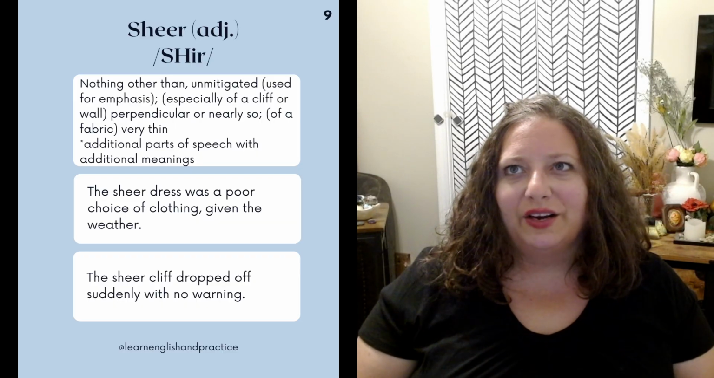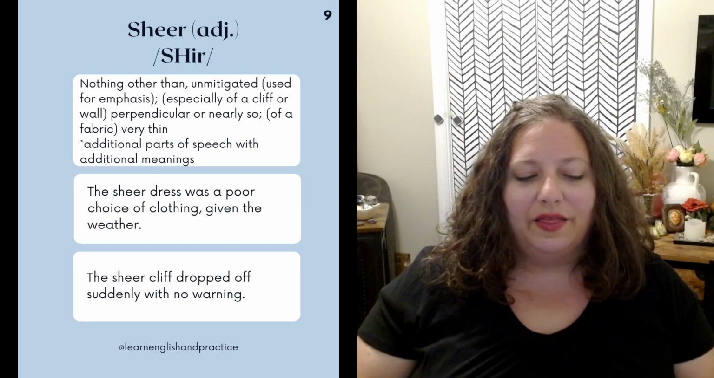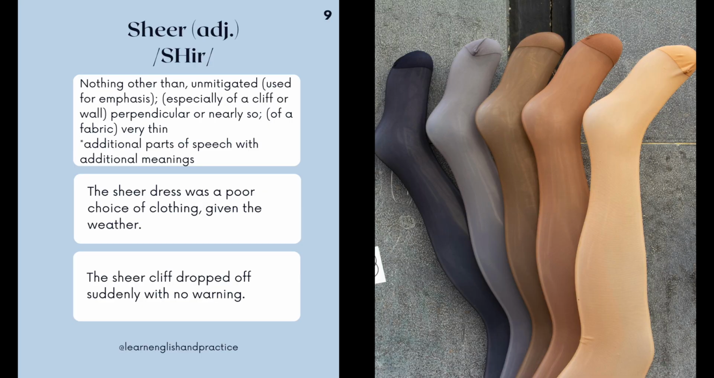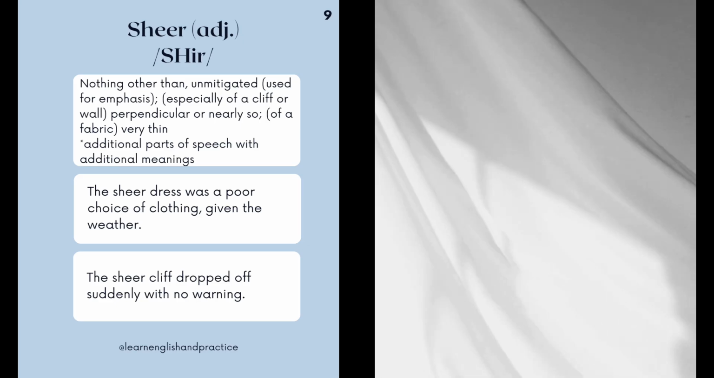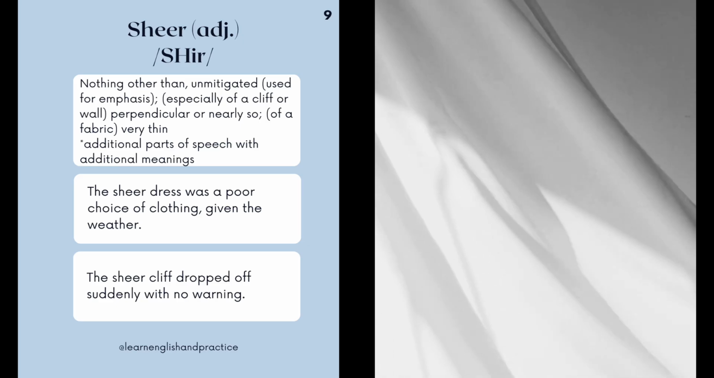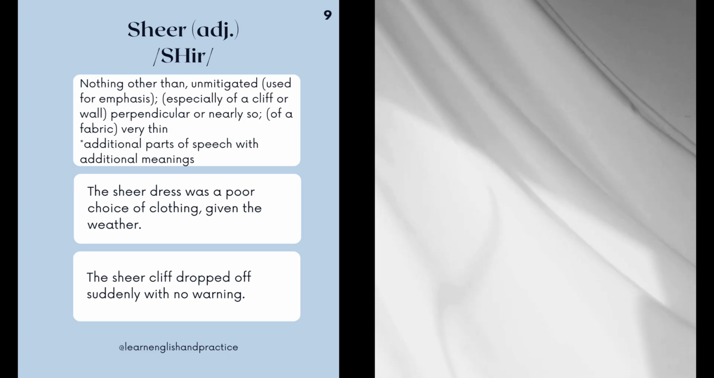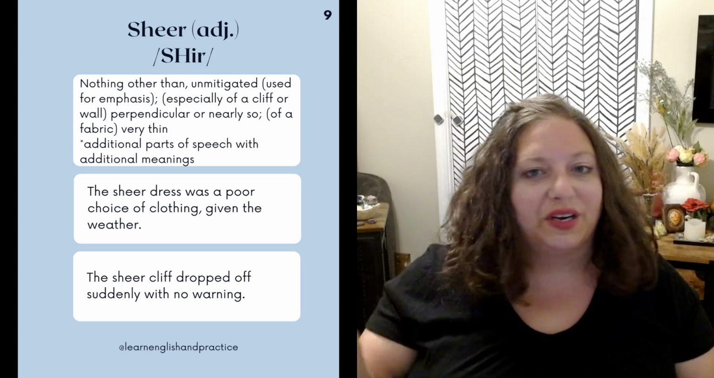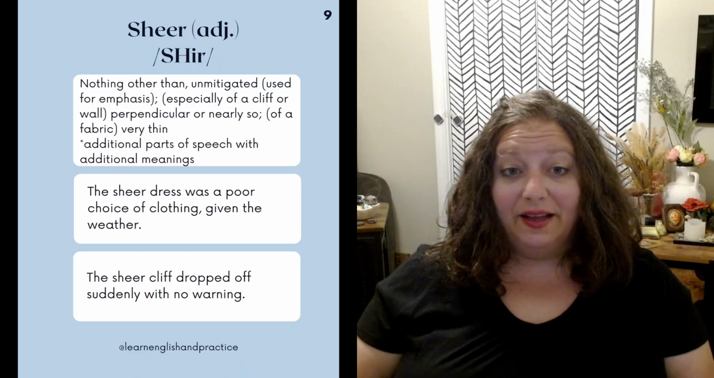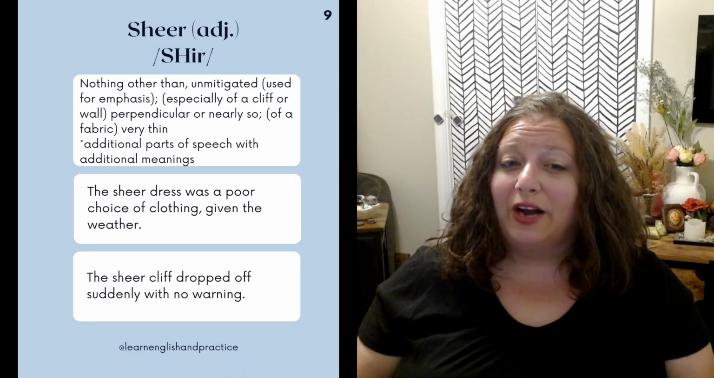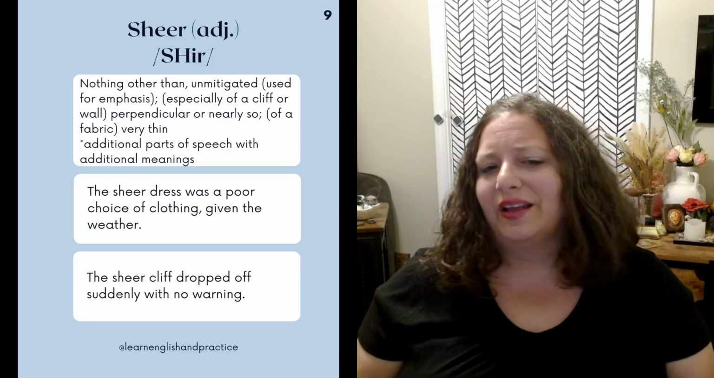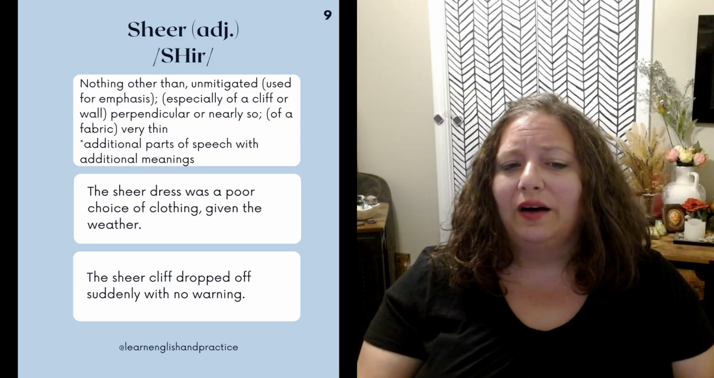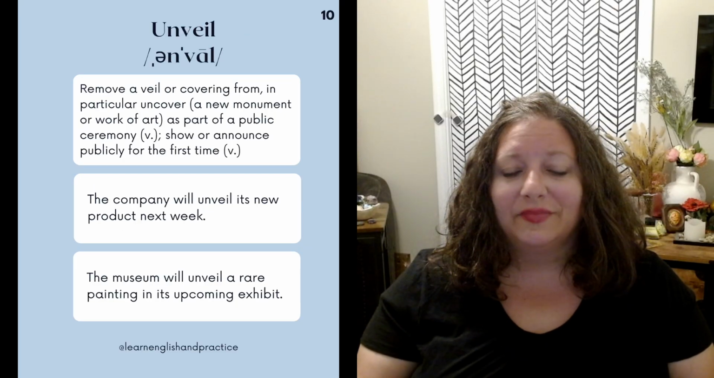So typically I'll hear this word most often in the context of fabrics. So stockings can be sheer. Clothing can be sheer if it's not very thick and if it's a little bit see-through. So we'll encounter fabrics that are sheer in our daily lives all the time. Examples are, the sheer dress was a poor choice of clothing given the weather. The sheer cliff dropped off suddenly with no warning.